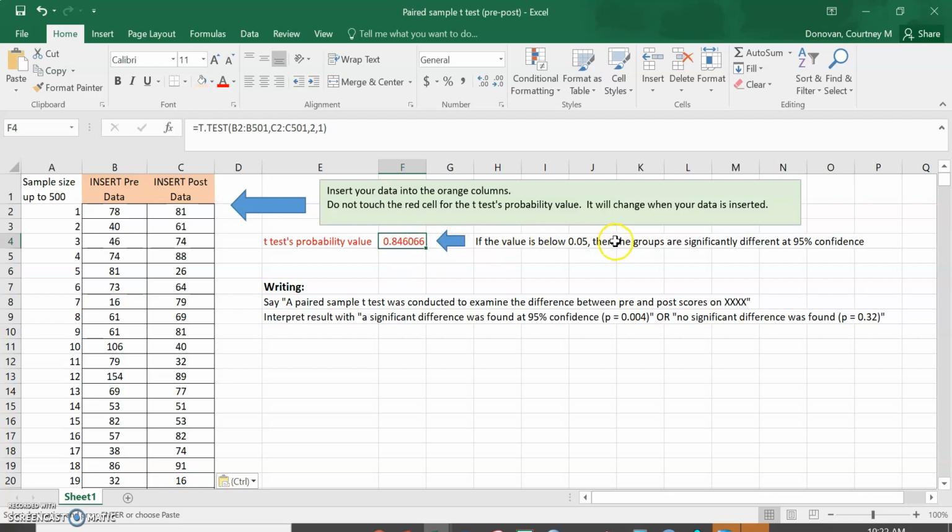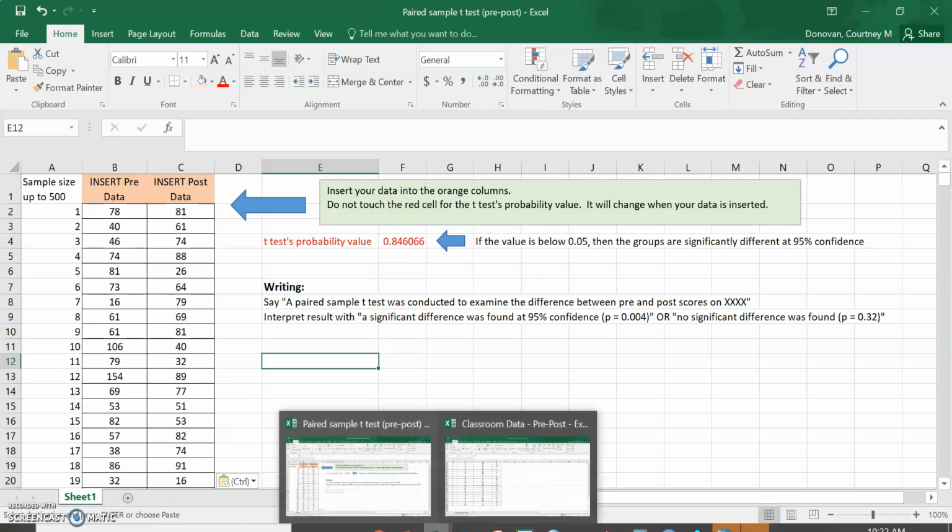That is quite larger than 0.05, so essentially 85 is way bigger than 5, meaning that there is no significant difference in pre and post for these two classrooms. So we would say a paired sample t-test was conducted to determine if there is a difference between pre and post scores on how many words they could read. No significant difference was found. P equals 0.85. And we would go from there.